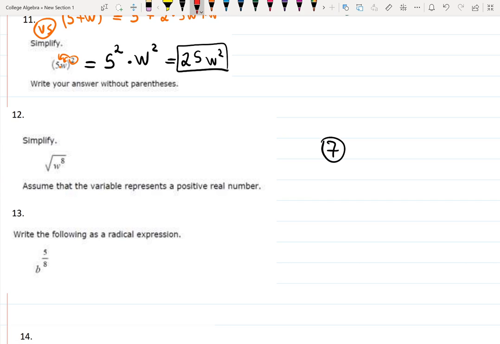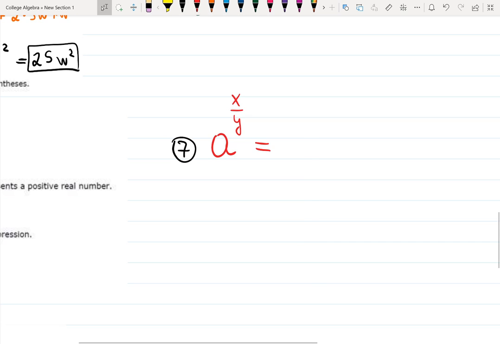In this case, I will write it down this way. A raised to the x over y can be rewritten in this way. And this is how I remember it. X is located at the top of the fraction. That's why x should stay at the top. Y is located at the bottom of the fraction.